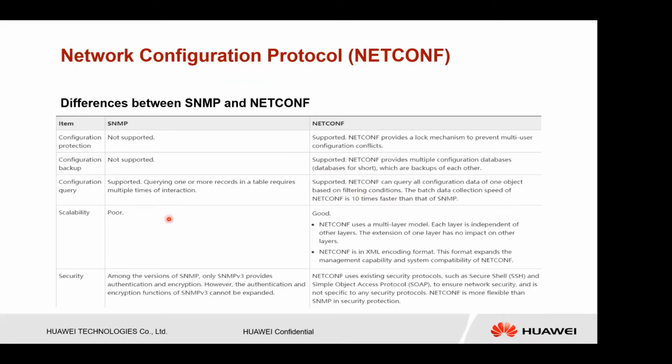In terms of scalability, SNMP is poor, but NETCONF is good because it has a multi-layer model and uses the XML encoding format. And the last part is security. Among the versions of SNMP, as I mentioned just now, only SNMP v3 provides a secure connection, with authentication and encryption. NETCONF also uses security protocols such as SSH to initiate the connection, and Simple Object Access Protocol to ensure network security.